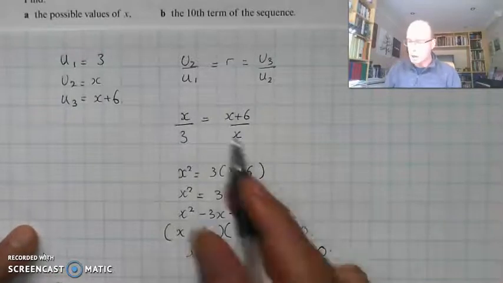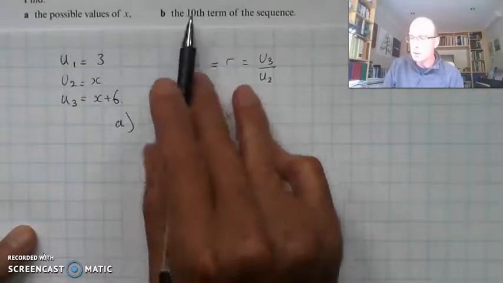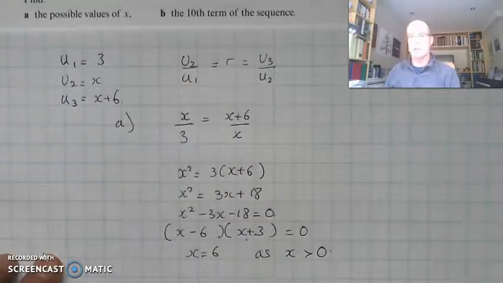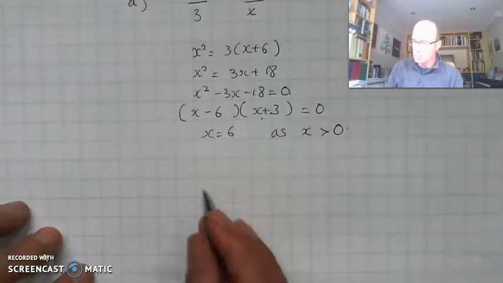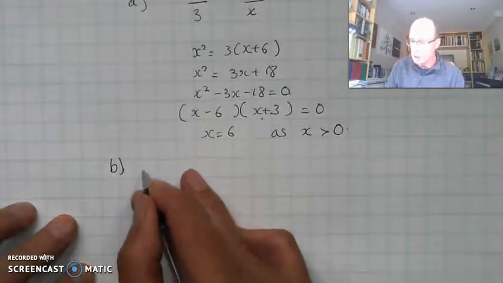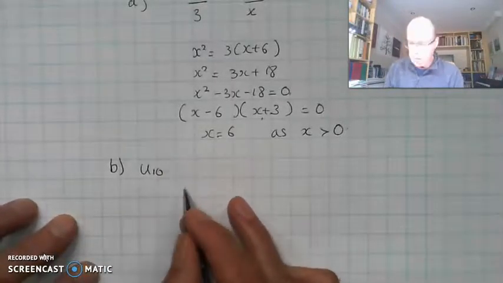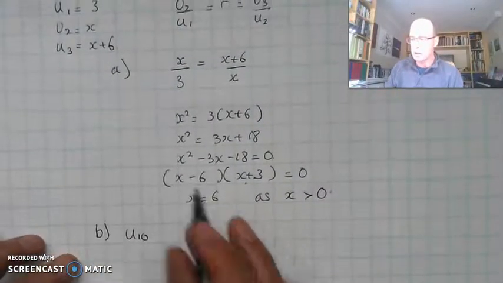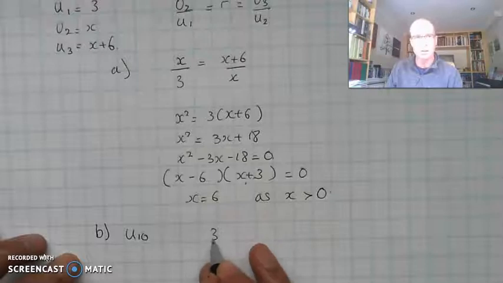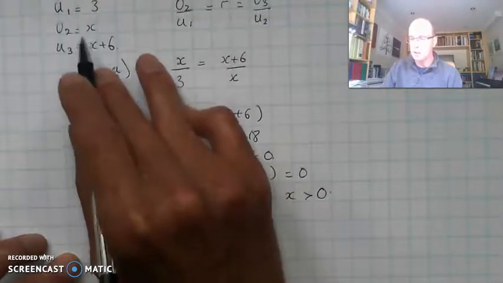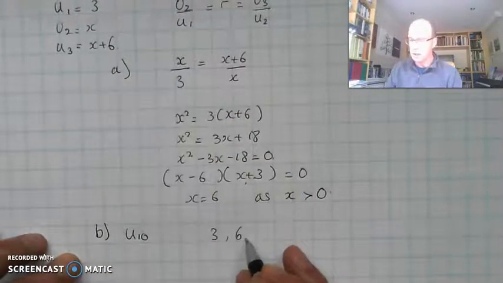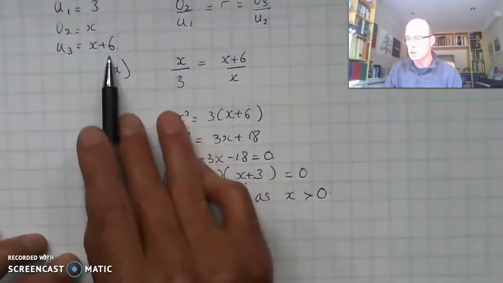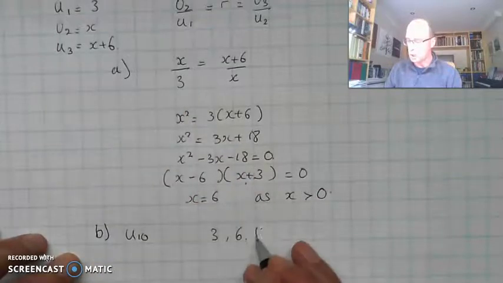So that's part A finished. Second part of the question, we're looking to find the value of the 10th term in the sequence. So part B, I'm looking for u10. Well, what sequence have we got? I haven't actually looked at that. We've worked out that the first term is 3, and the second term is 6. Let's write that down. The third term is x plus 6. x is 6, and that's going to be 12.